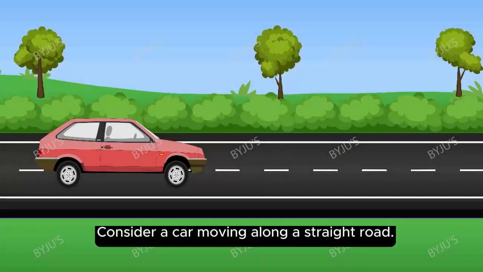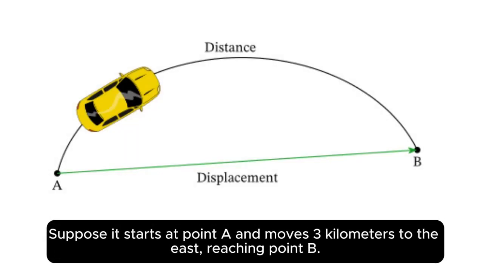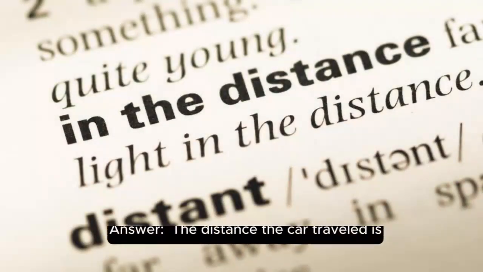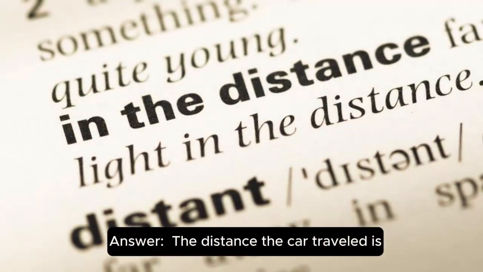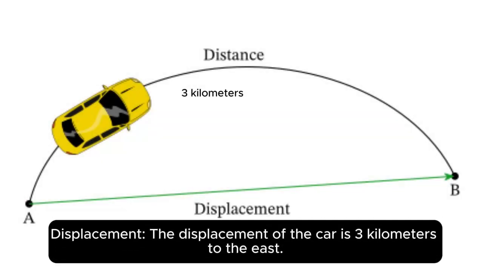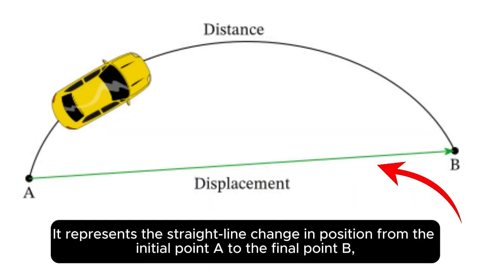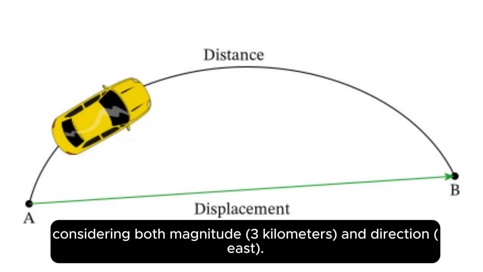Example: consider a car moving along a straight road. Suppose it starts at point A and moves 3 kilometers to the east, reaching point B. Distance: the distance the car traveled is 3 kilometers, as it covers the entire length of the road from point A to point B. Displacement: the displacement of the car is 3 kilometers to the east. It represents the straight line change in position from the initial point A to the final point B, considering both magnitude, 3 kilometers, and direction, east.